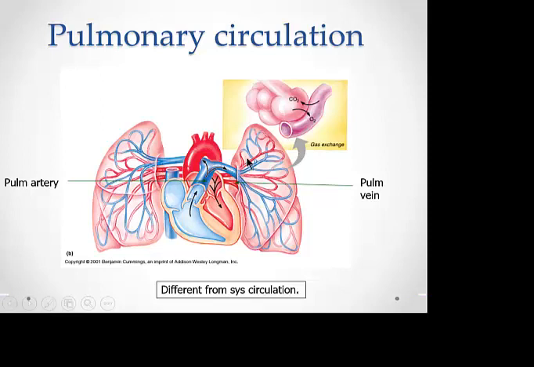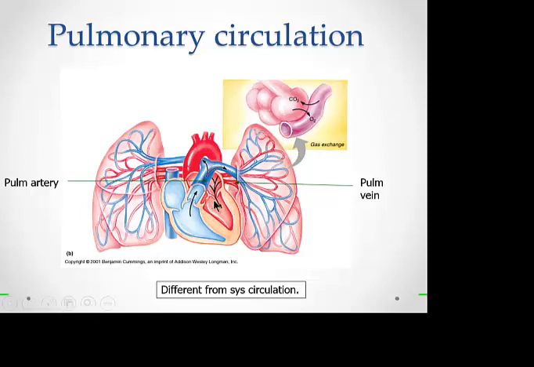Those branches go into the lung. They follow the main air tubes called bronchi, and then they divide into smaller and smaller branches till they form capillaries. Those capillaries join up and form pulmonary veins. So you have two pulmonary veins from each lung. Those two pulmonary veins open into the left atrium. So from right ventricle, pulmonary artery, lungs, pulmonary veins, left atrium. So that's the pulmonary circulation.